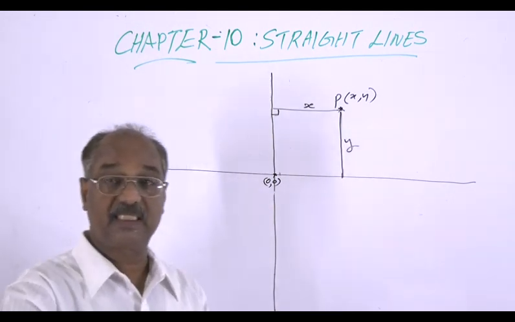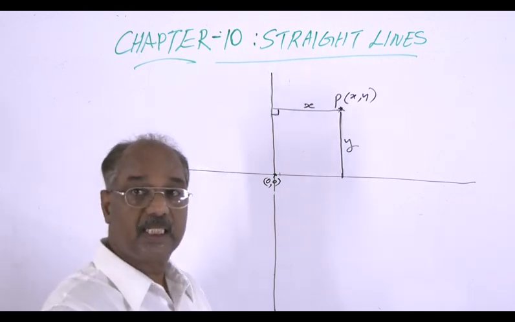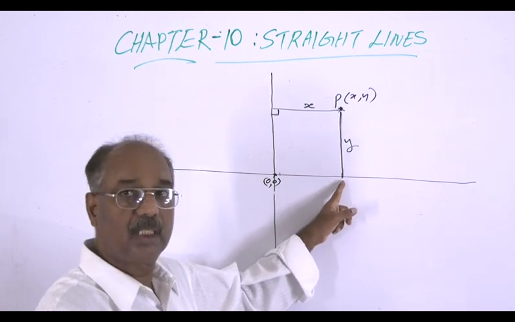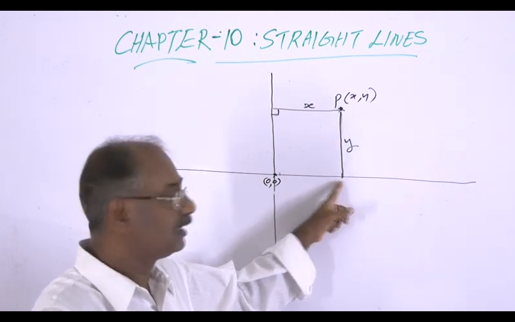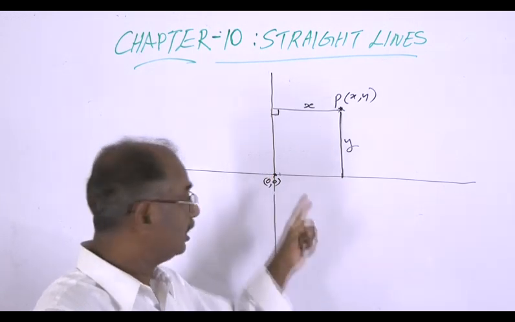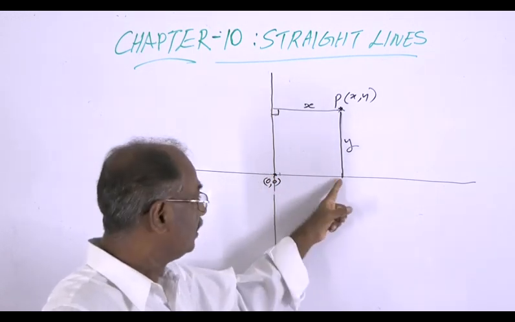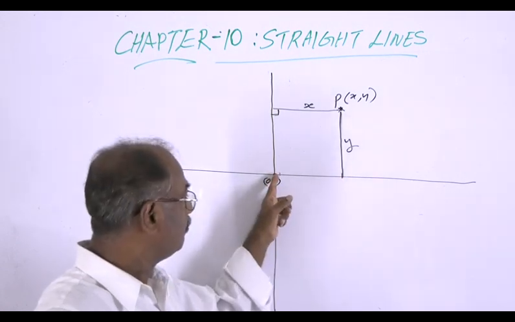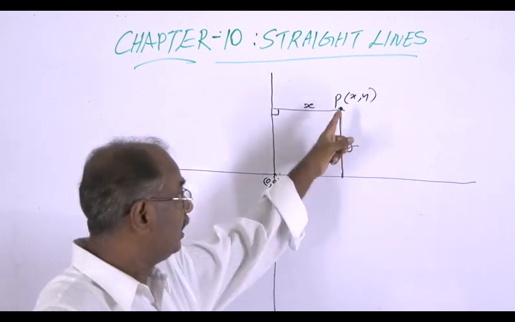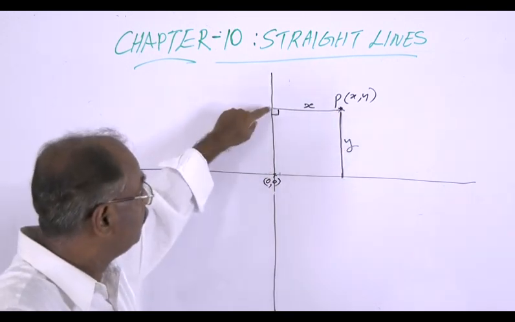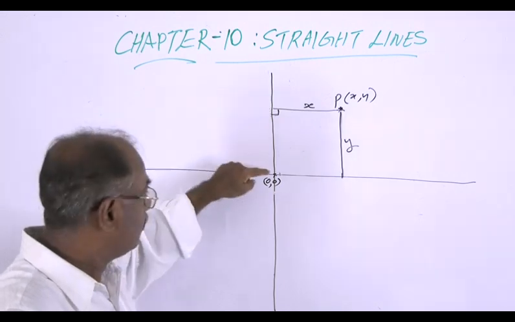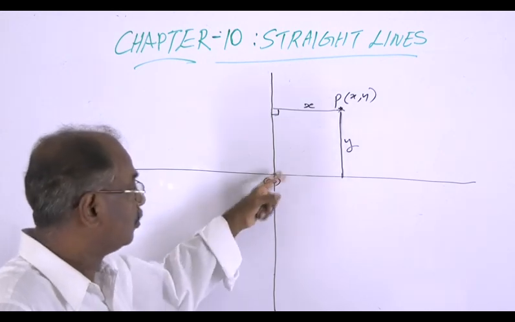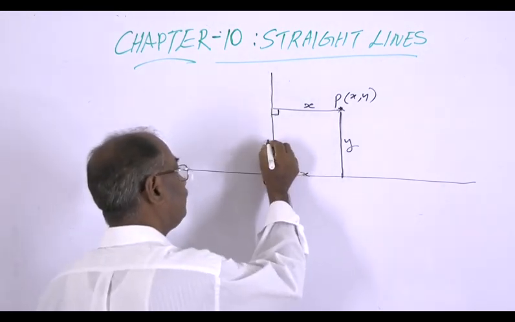Or in other words, we can see that the x-coordinate is the distance from the origin of the foot of the perpendicular from the point on the x-axis. This distance is x. Similarly, the y-coordinate is the distance from the origin of the foot of the perpendicular on the y-axis. So this is x and this is y.